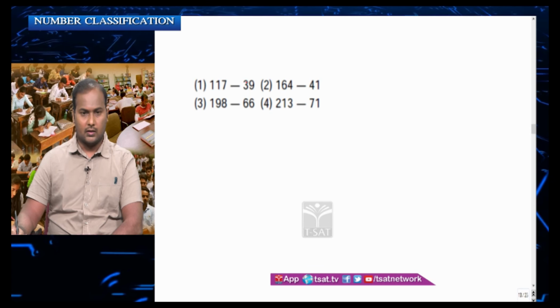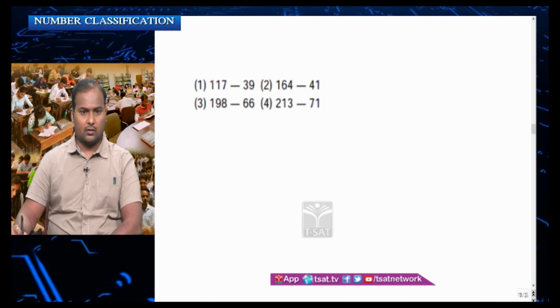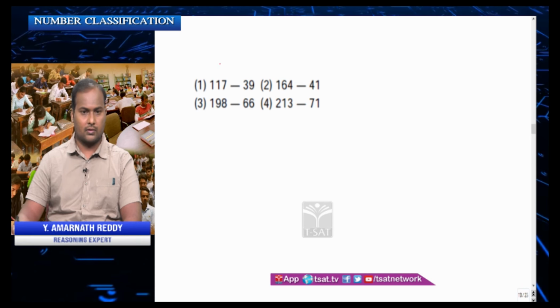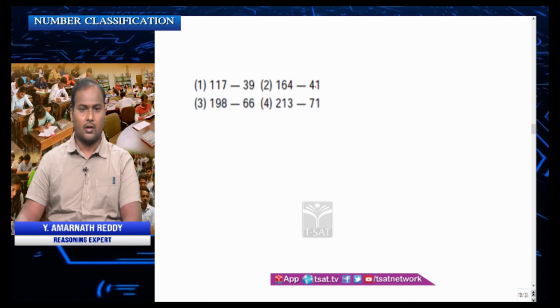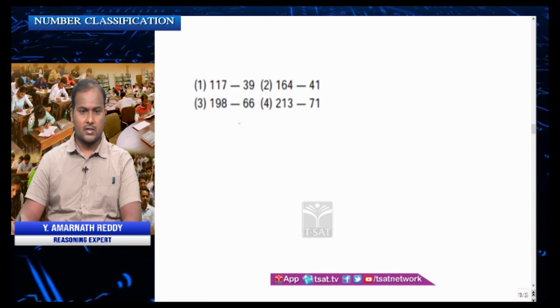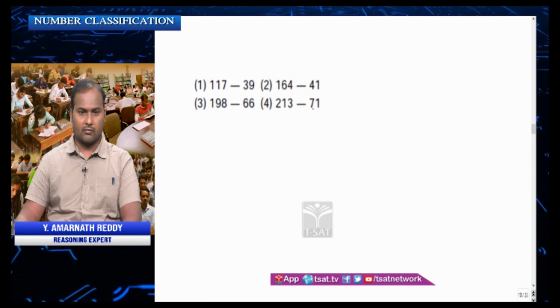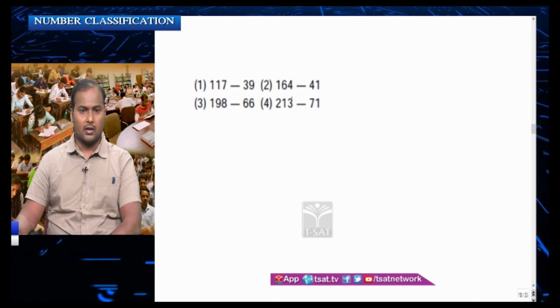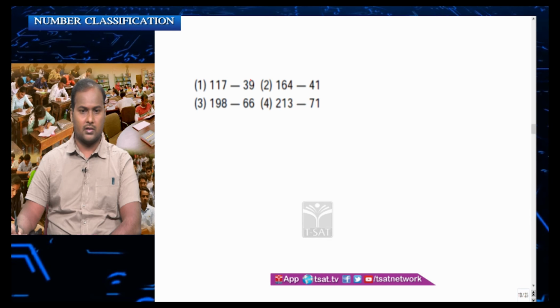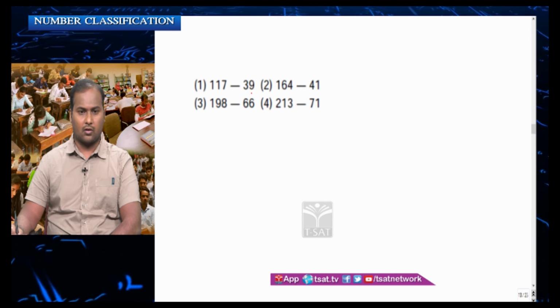Look at this question: 39 117. The moment you see this, always check the range. 39 to 117, the range is increasing. Here 41 to 164, here also the range is increasing. 66 to 198, the range is increasing. 71 to 213, the range is also increasing. Now you check how many times it is increasing. That is very important. How many times?